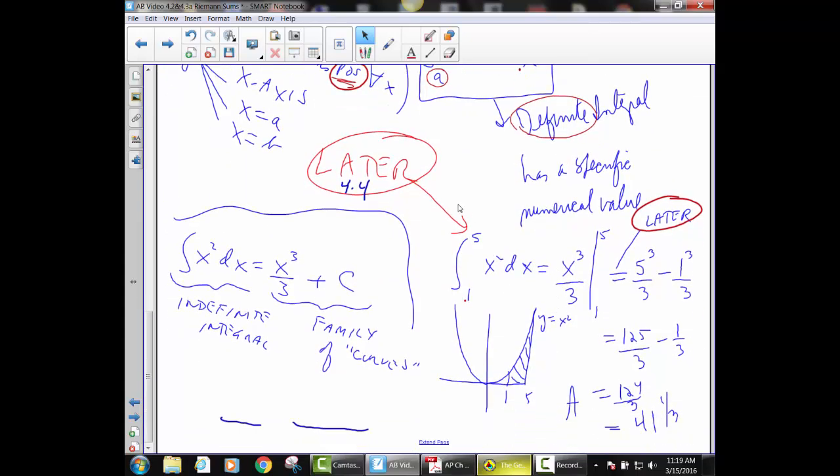We already did this. This was 4.4a, evaluating definite integrals, and as it turns out, the answer that we get is actually the area bounded by y equals x squared, the x-axis, the vertical line x equals 1 and the vertical line x equals 5.